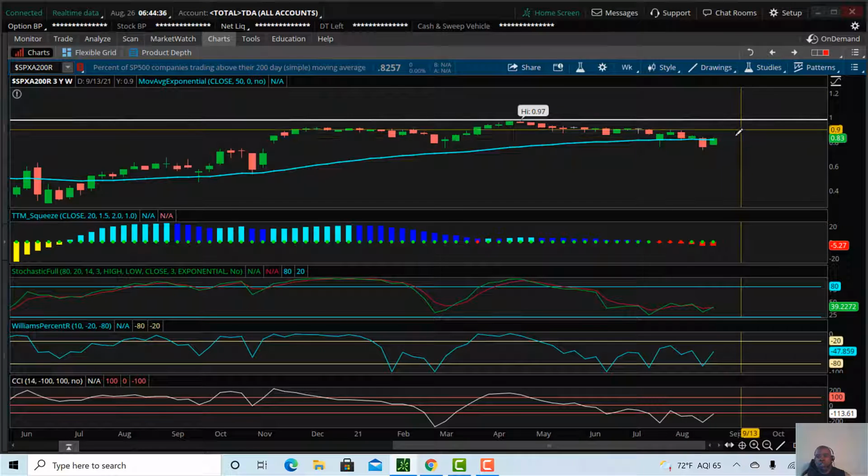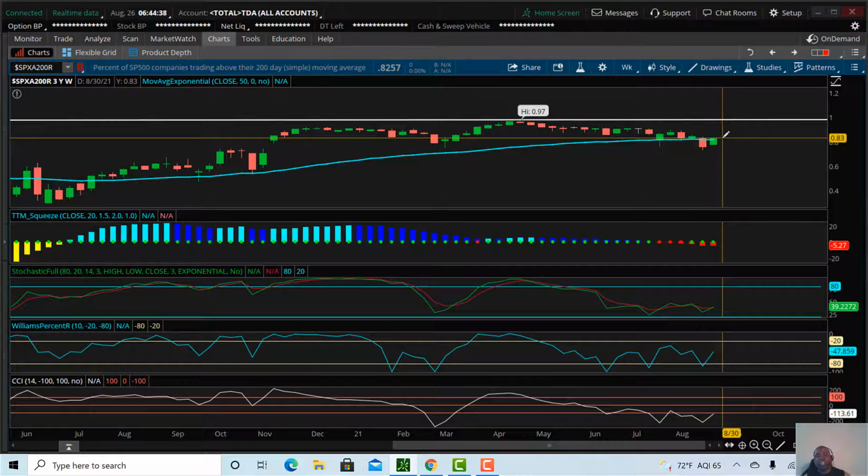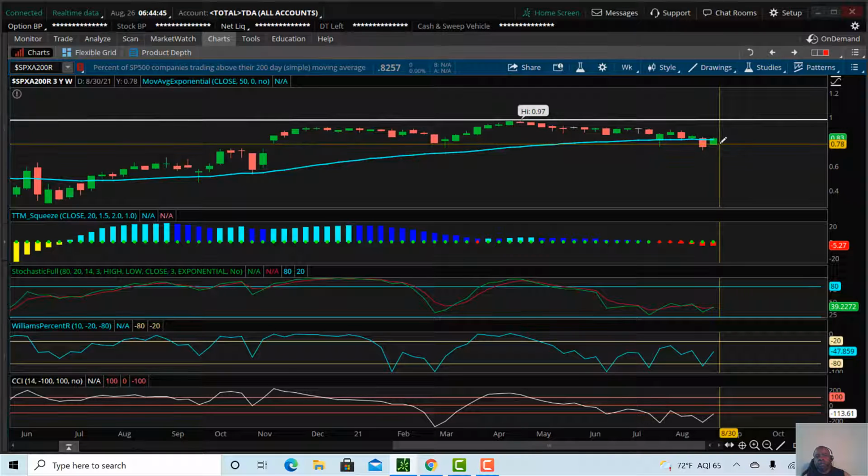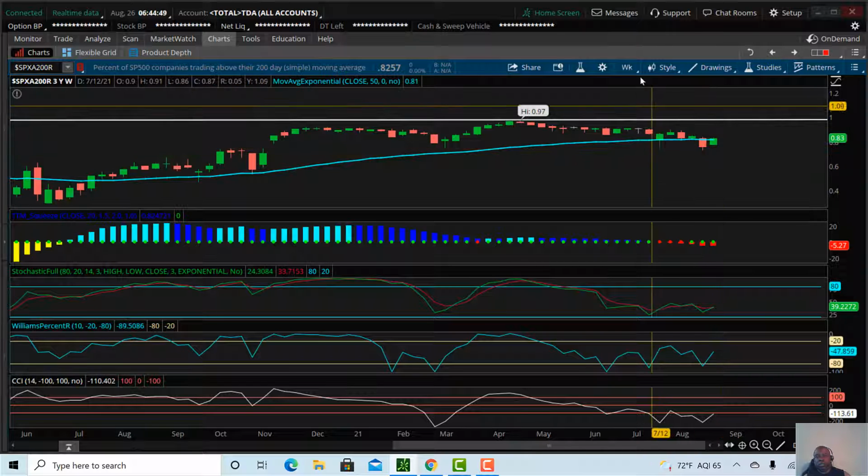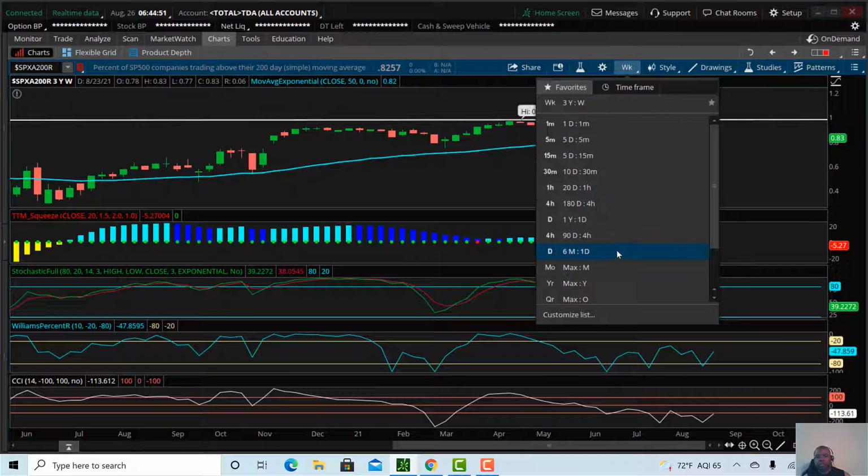And as you can see, the weekly is already starting to struggle with the 50-day moving average. Okay, and then if we really drop below this 50-day on this particular tool over the next week or so, that's going to bring my attention to the monthly chart.